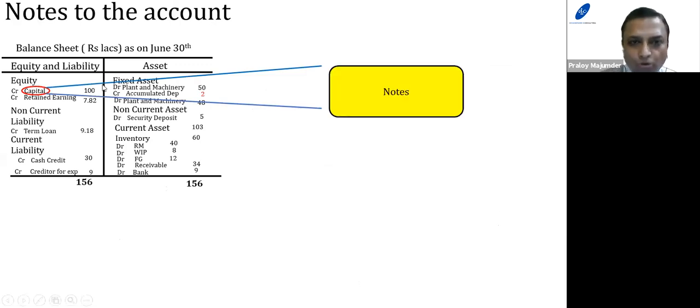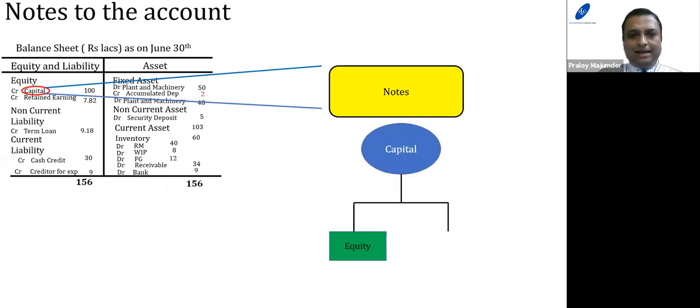So the notes will come for each item of profit and loss and balance sheet, giving detailed information about it. Now capital: generally there are two types, equity and preference shares. So in the notes, it will be mentioned how much is the equity, the normal ordinary capital, and how much is the preference capital. So notes will give you detail of each item of P&L and balance sheet.